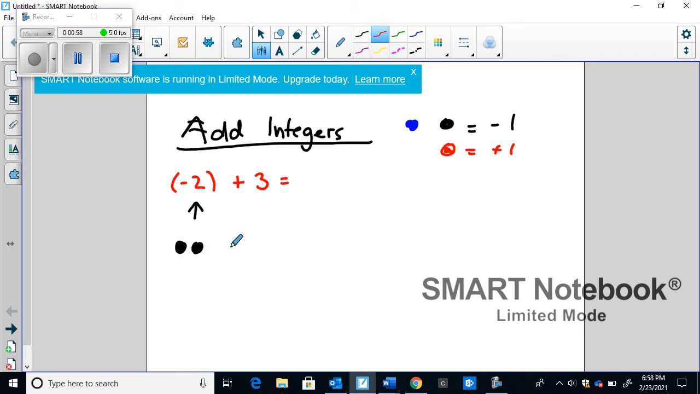And then I'm going to add 3 positive chips, 1, 2, 3 positive chips. So all I'm doing is I'm drawing out -2 and +3. Then what happens, as we discussed in class, is that 1 positive and 1 negative makes 0. So now all I'm left with here is a +1, and that would be my answer.